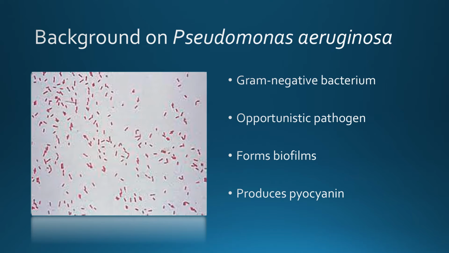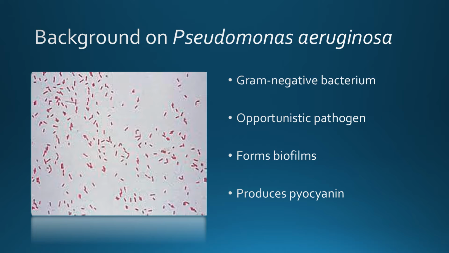So I want to give some background on what Pseudomonas aeruginosa is exactly. It is a rod-shaped gram-negative bacteria. It is an opportunistic pathogen, and it can be particularly problematic for patients that have cystic fibrosis. And this is because patients who have cystic fibrosis have this extra mucus in their lungs, which creates the perfect environment for this bacteria to replicate.